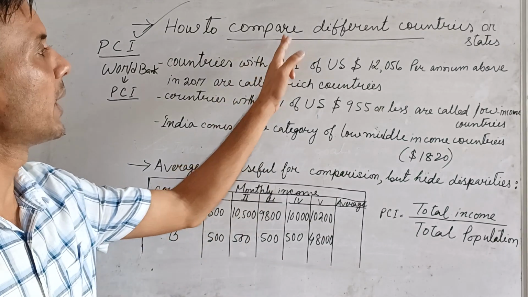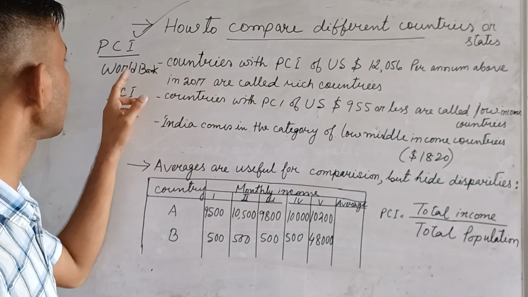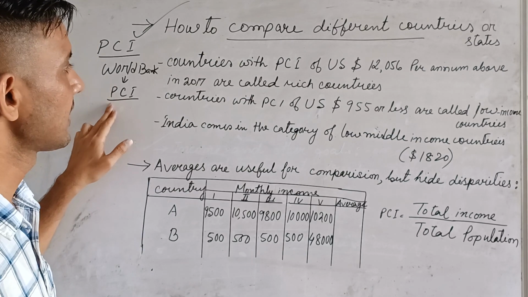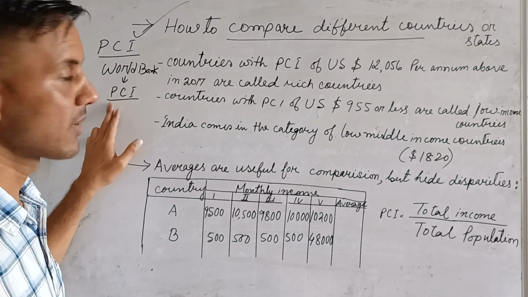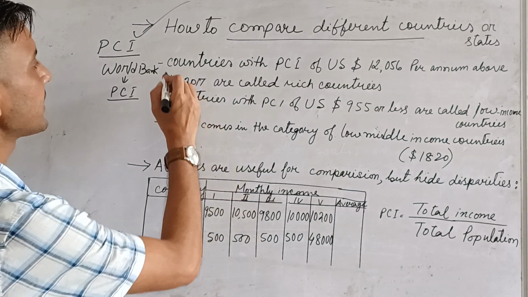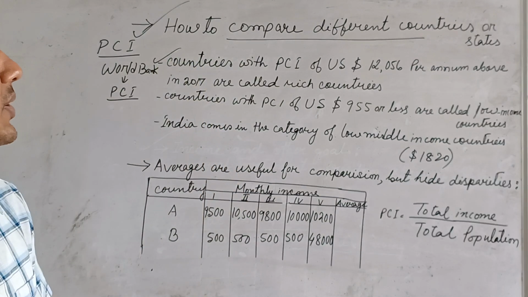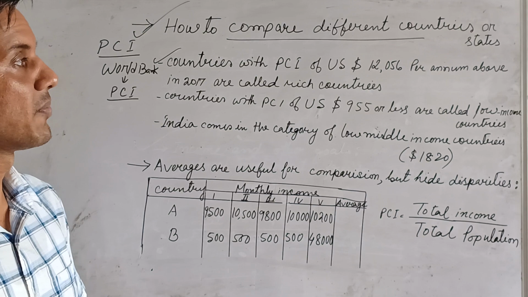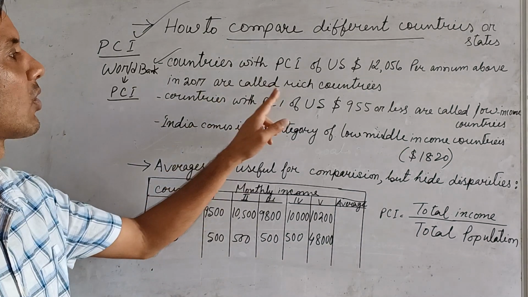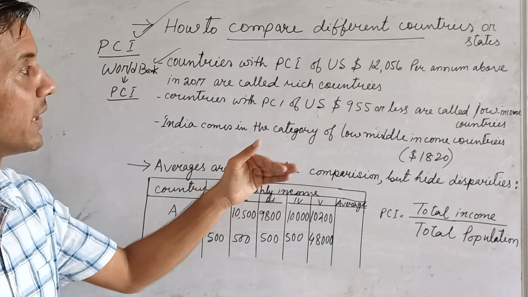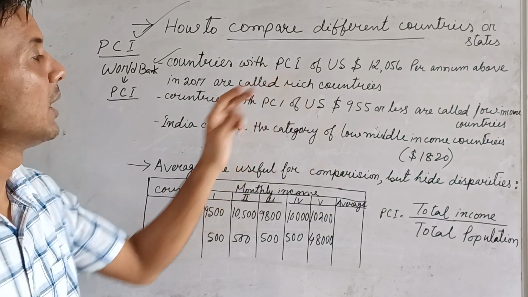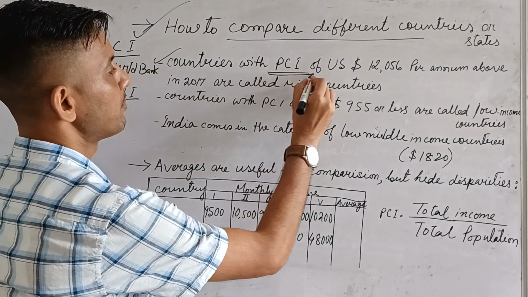So how to compare different countries or states? You will write that the World Bank uses per capita income, PCI. For example, according to the World Bank report, countries with PCI of US $12,056 per annum and above in 2017 are called the rich countries. So it means they divided on the basis of per capita income.